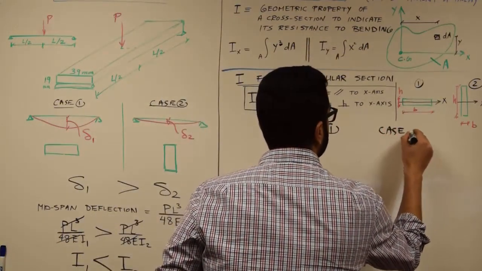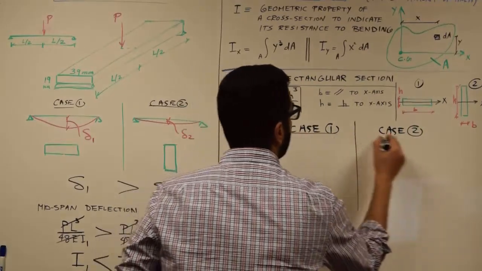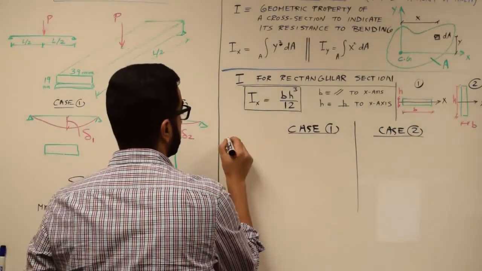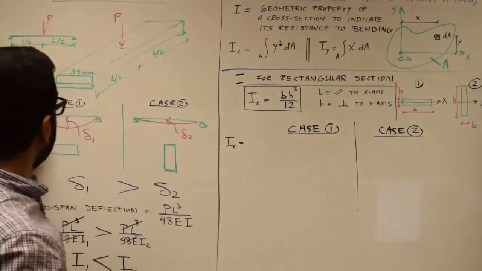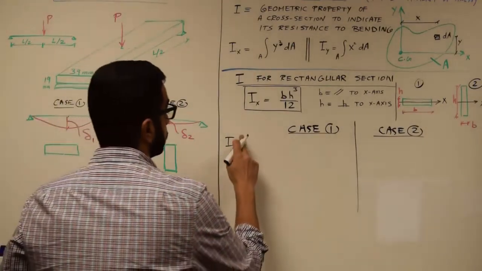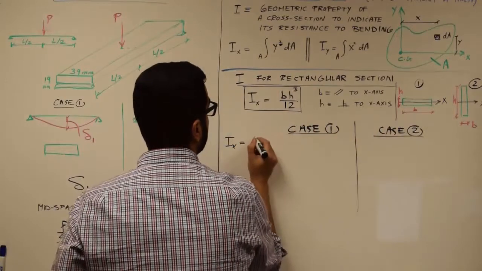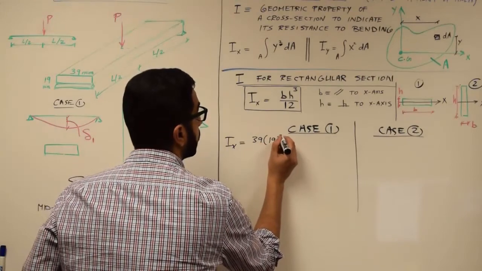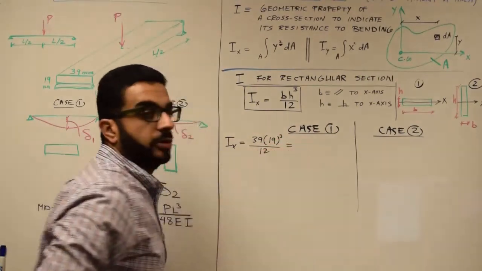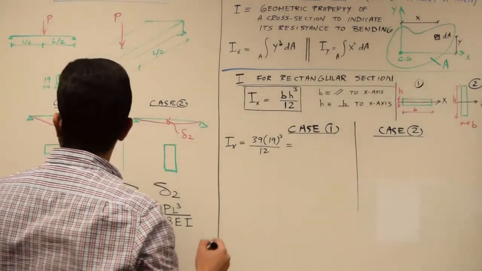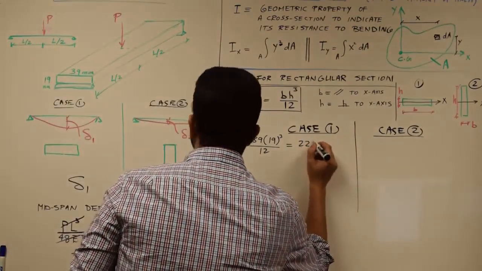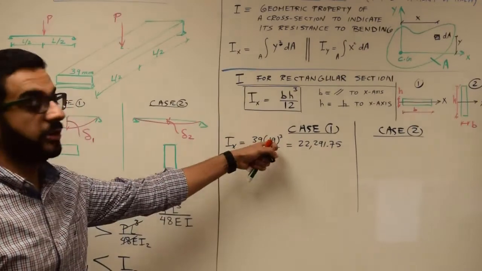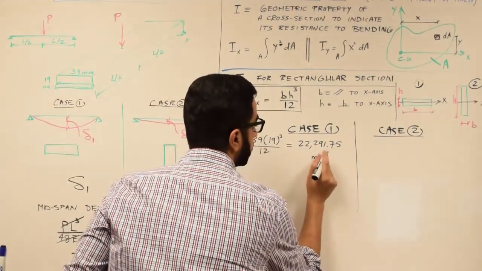So what we can do now is calculate for each case what's the moment of inertia. And we can see now how the difference in the moment of inertia gives us that difference in the deflection. So for case 1, Ix, my dimensions are 19 and 39. So b in that case is the biggest one, 39 millimeters, 39 times 19 to the power 3 divided by 12. If you calculate this value, you'll find it's equal to 22,291.75. The units I use here are millimeter to the power 3, and we end up with millimeter to the power 4.